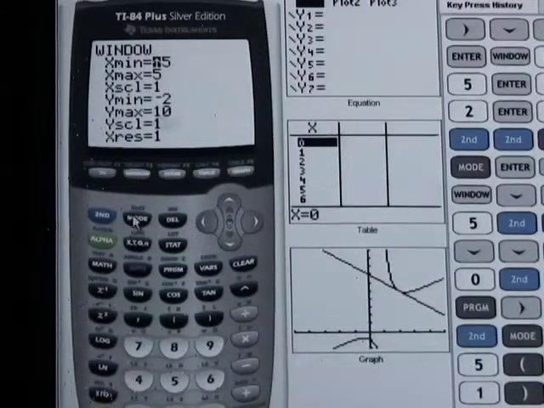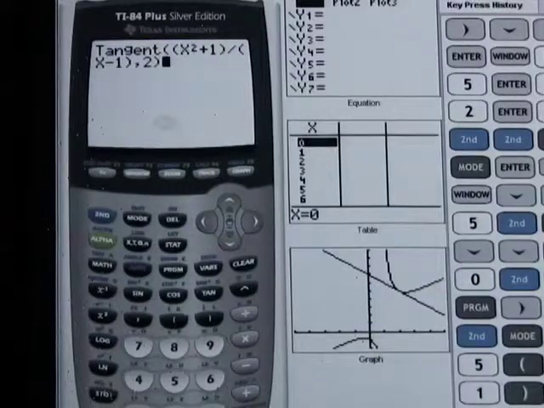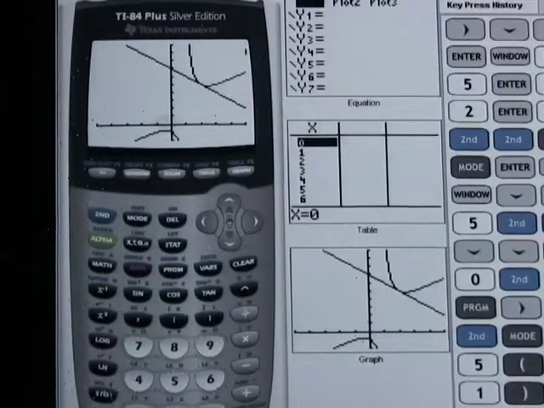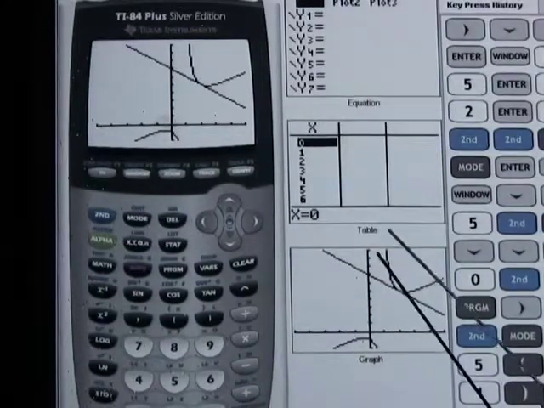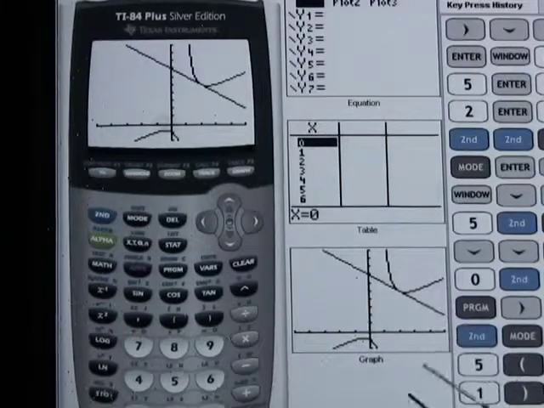Alright, let's quit this and enter. You can see the graph is drawn there. Alright, that is the tangent line drawn at x equal to 2. And it is this tangent line that we found the equation of some time ago.